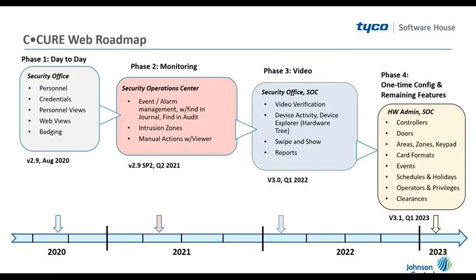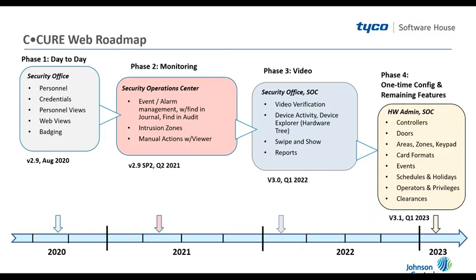And then what we're seeing is phase 4 and beyond is the one-time configurations versus the day-to-day use. So things like configuring your controllers, your doors, your areas and zones and things like that. And that will be what we're calling 3.1.